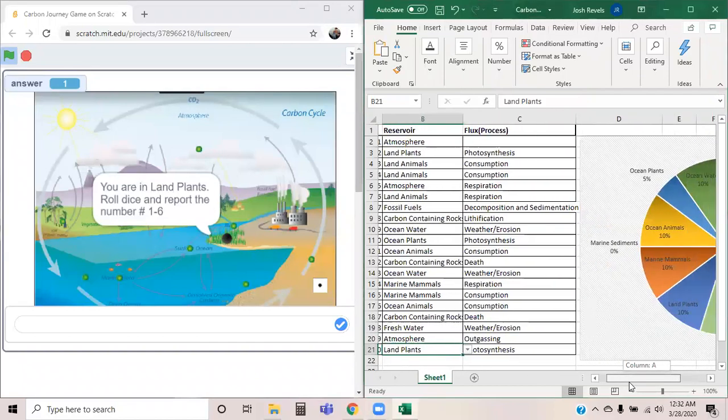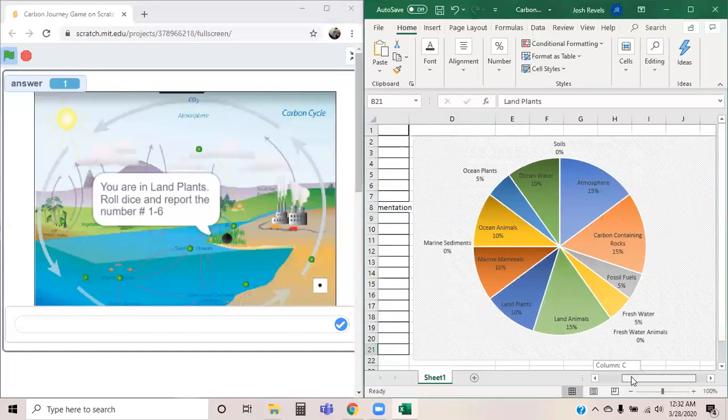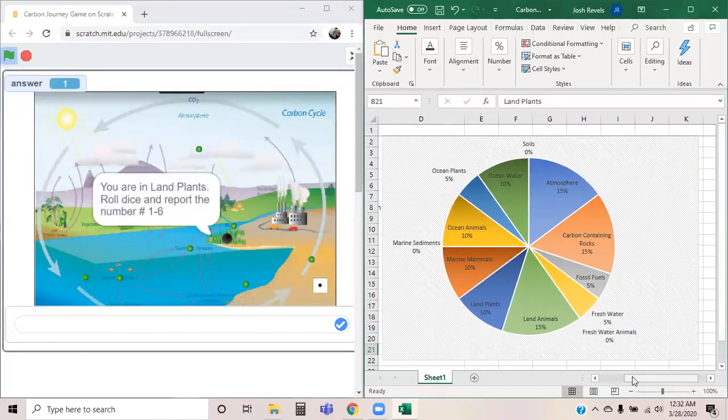And so I finished the activity. I remember I faked some of this at the beginning, and so my data is a little less random than what might be true of your game. I got carbon containing rocks and atmosphere as the highest percentages. So I spent more time in those reservoirs, which I'm not surprised by. That's hopefully what you saw on your data too.